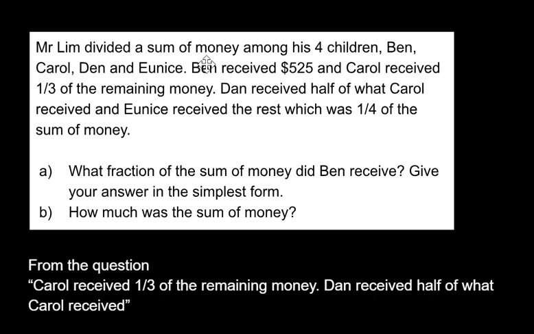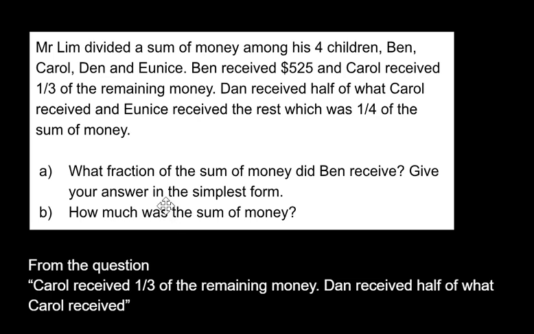Mr. Lim divided a sum of money among his four children, Ben, Carol, Dan, and Eunice. Ben received 525 and Carol received one third of the remaining money. Dan received half of what Carol received, and Eunice received the rest, which was one quarter of the sum of the money. A. What fraction of the sum of money did Ben receive? Give your answer in the simplest form. B. How much was the sum of money?